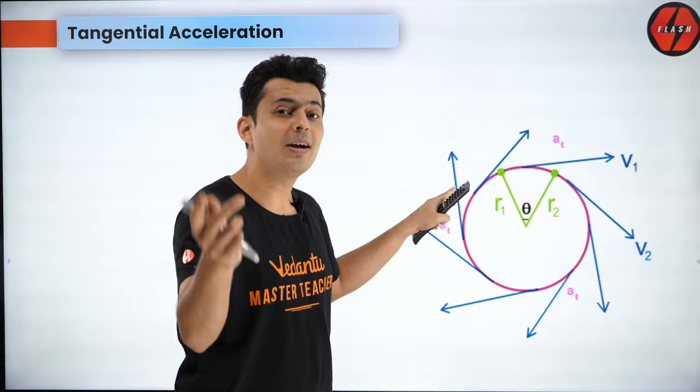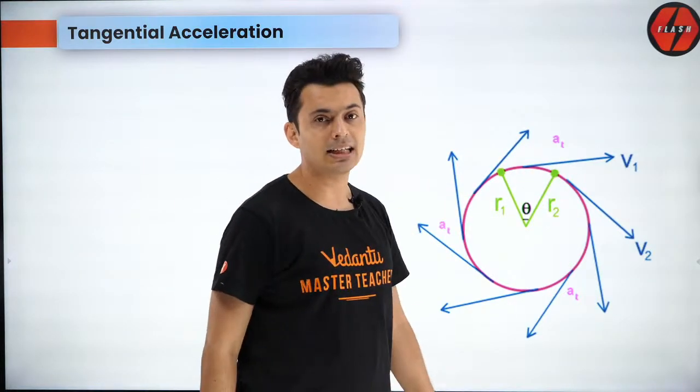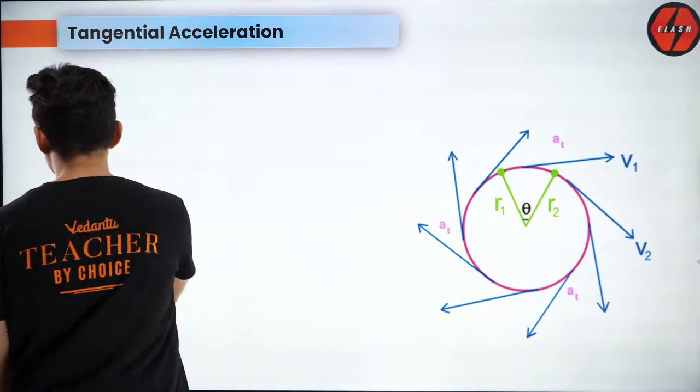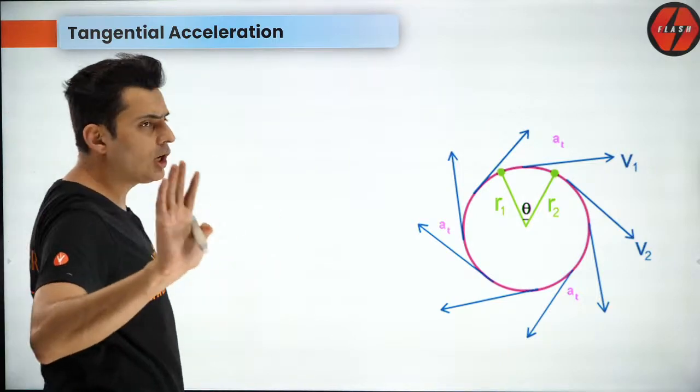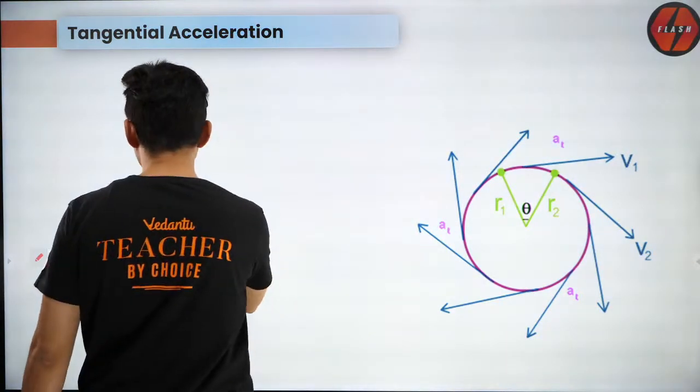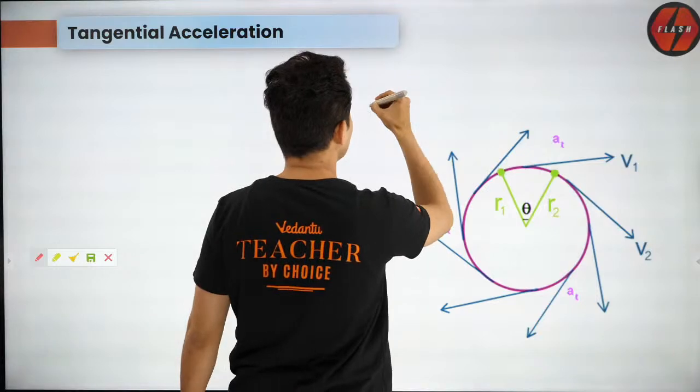Why is the speed different? Because there is tangential acceleration. So remember one very important trick. It's not just for circular motion, but in general, this trick applies. What is that general trick?